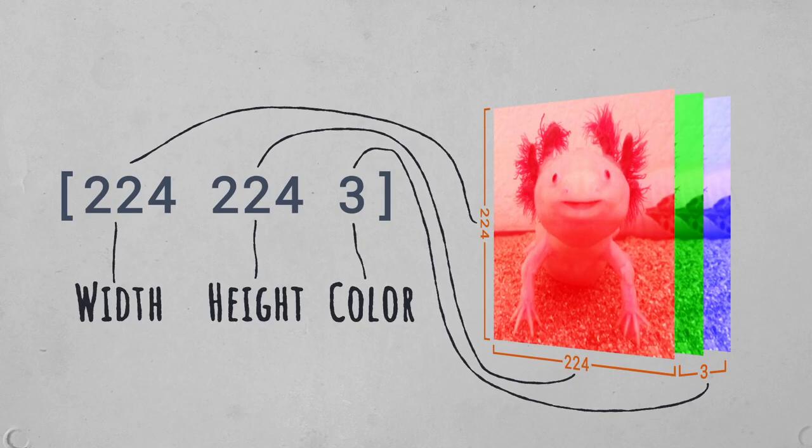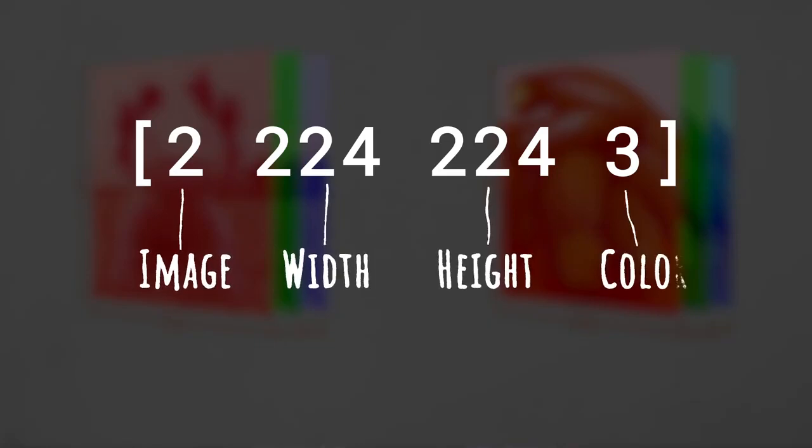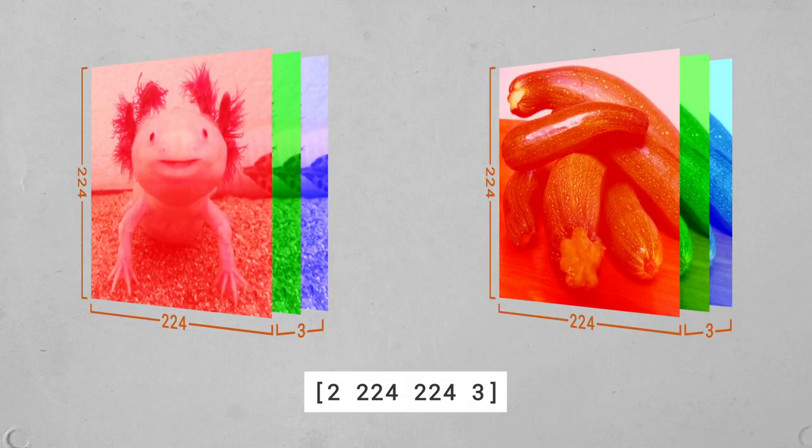However, I said MobileNet wants a tensor of images, not just a single image. That means we need to add another dimension with a size equal to the number of images we want to input. This gives us a four-dimensional tensor and probably a headache as we try to visualize it. MobileNet expects the images to be the first dimension of the tensor, so we need to add that number to the beginning of the tensor's shape. Let's do two images, an axolotl and a zucchini, giving us a final shape of 2 by 224 by 224 by 3.